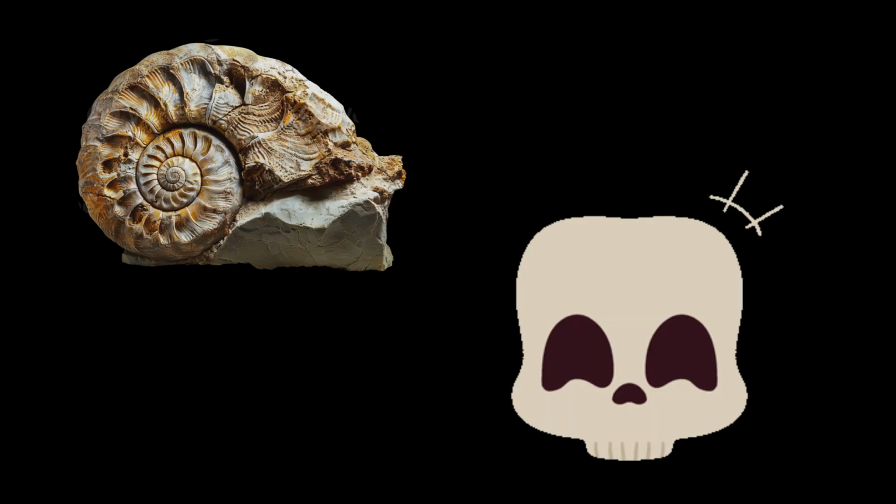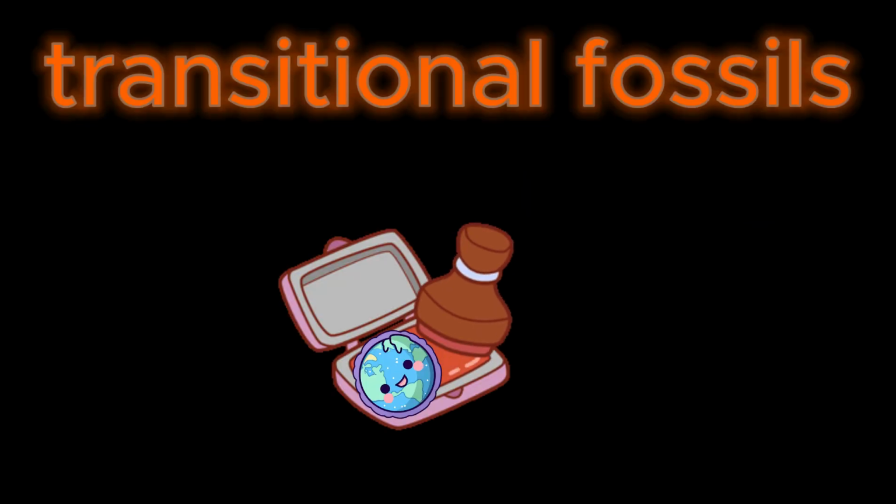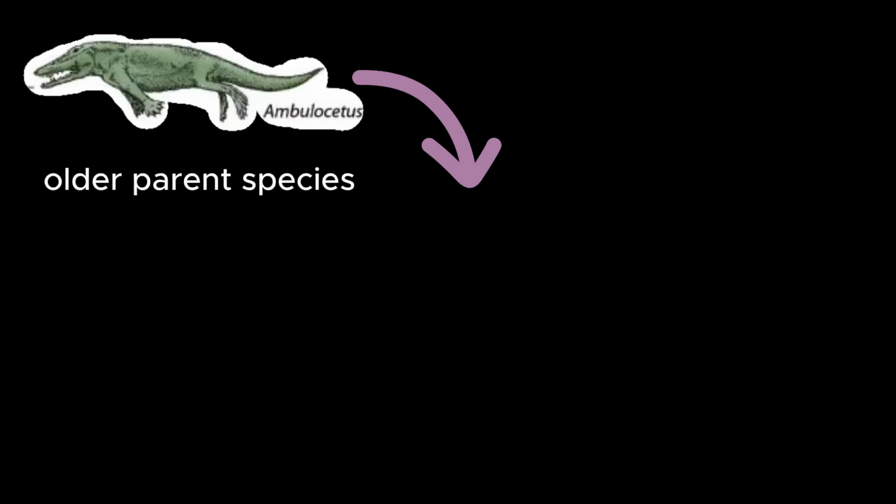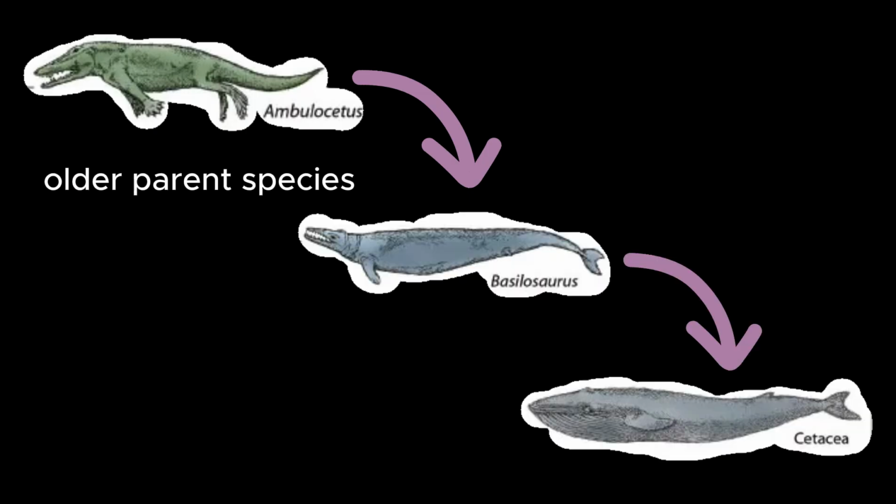Okay, yawn, I get it. We've talked about structures a lot. What about fossils? Fossils are cool, right? Well, transitional fossils are like stamps in the earth that tell us how a species evolved and when. Transitional fossils are fossils that show features from an older parent species to the newer descendant species.